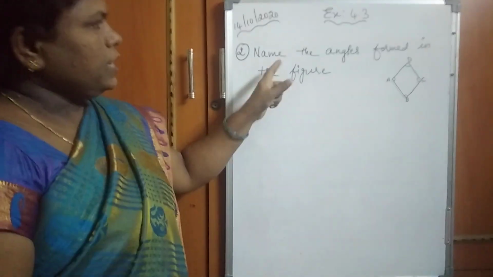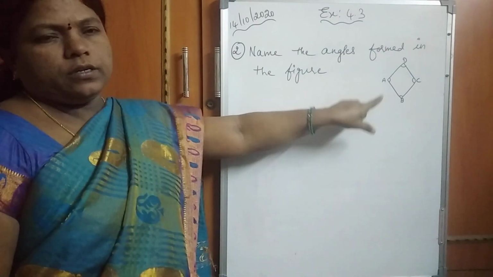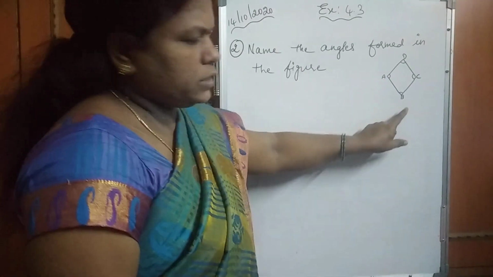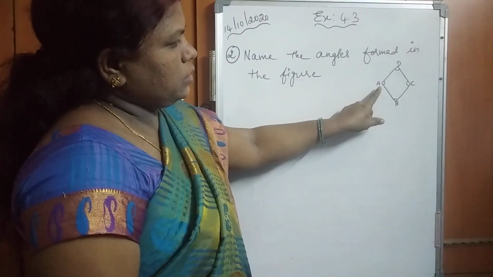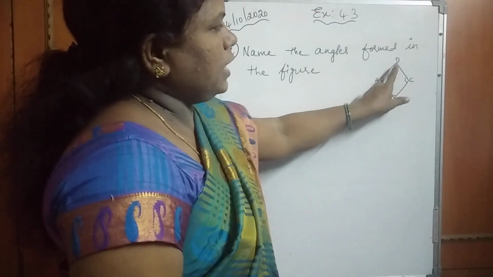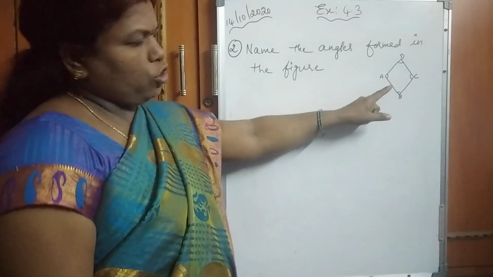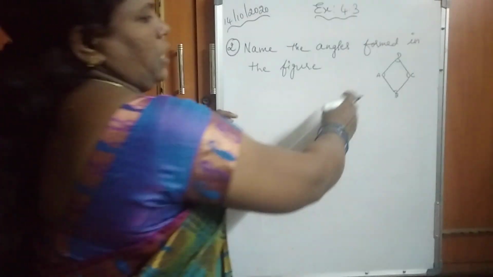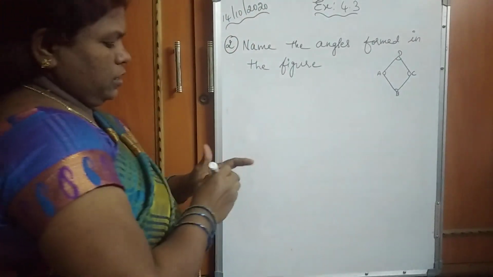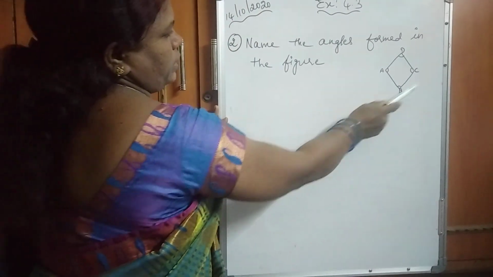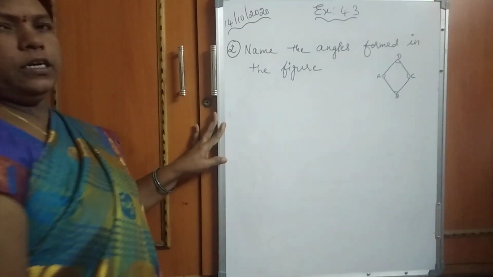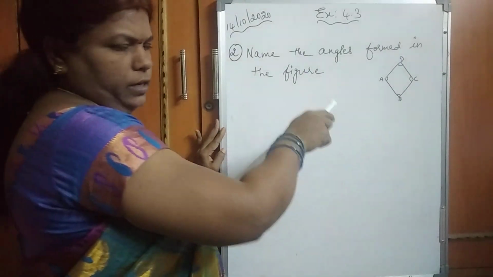So second one, children. Name the angles formed in the figure. Here in the figure, a rhombus is given. In the rhombus, the corners are A, B, C and D. These are the vertex. We call the corners a vertex. Now A, B, C, D are the four vertex in the given figure.